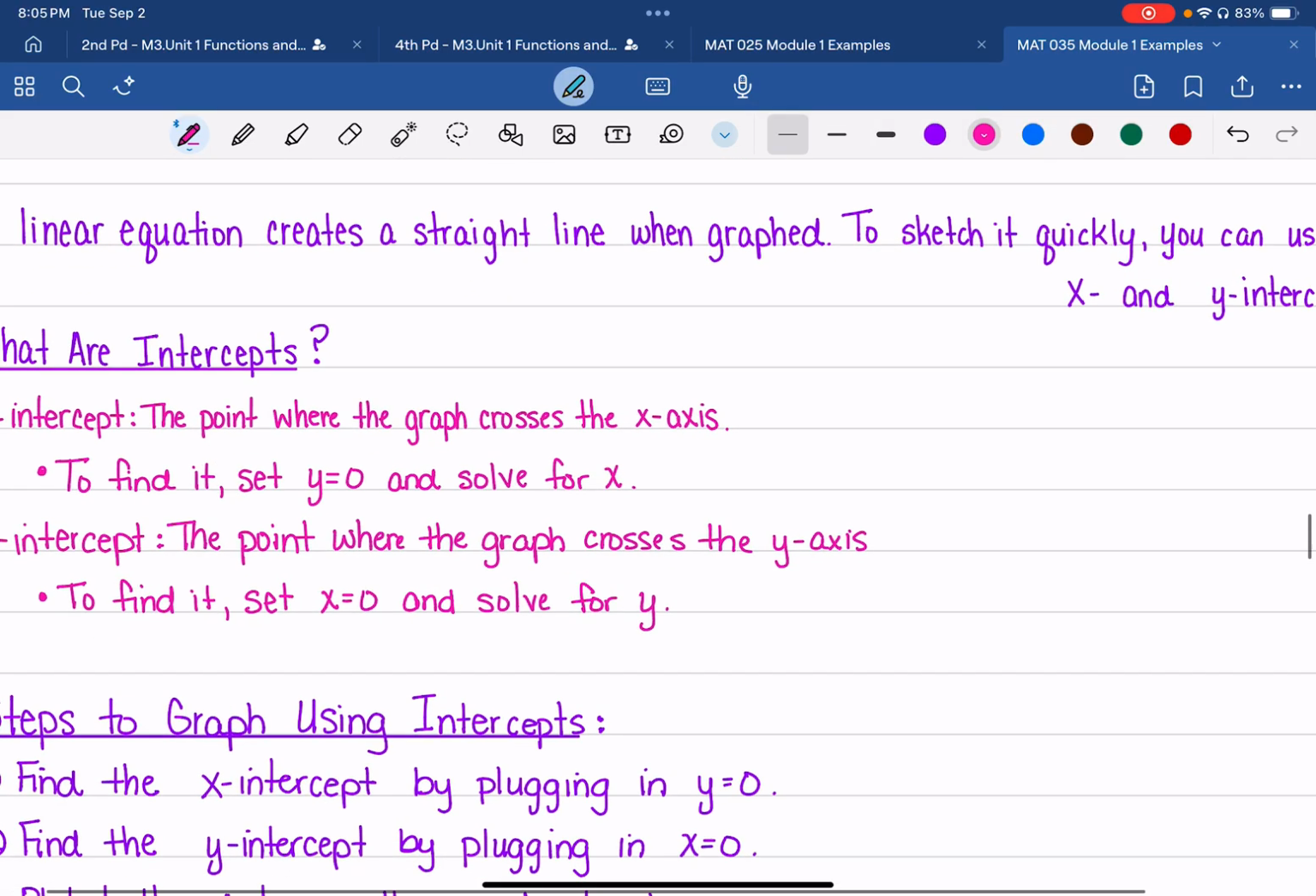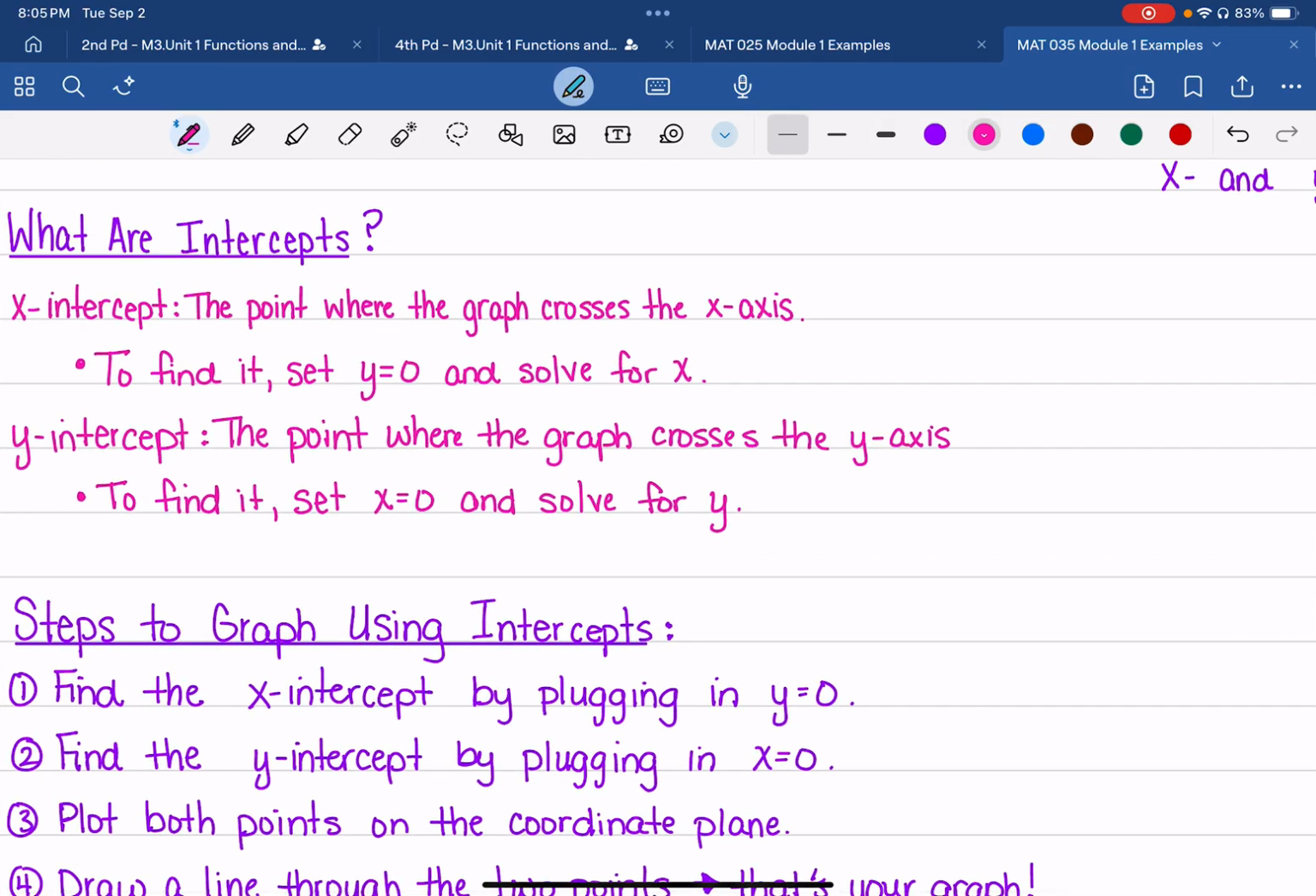So first thing we've got to look at is, well, what is an intercept? An x-intercept is the point where the graph crosses the x-axis. So if I have a coordinate plane with a y-axis and an x-axis, it would look like this. This is the x, this is the y. Well, an x-intercept would be where it crosses the x-axis. So if this was my graph, this would be the x-intercept, because that is where it crosses the x-axis.